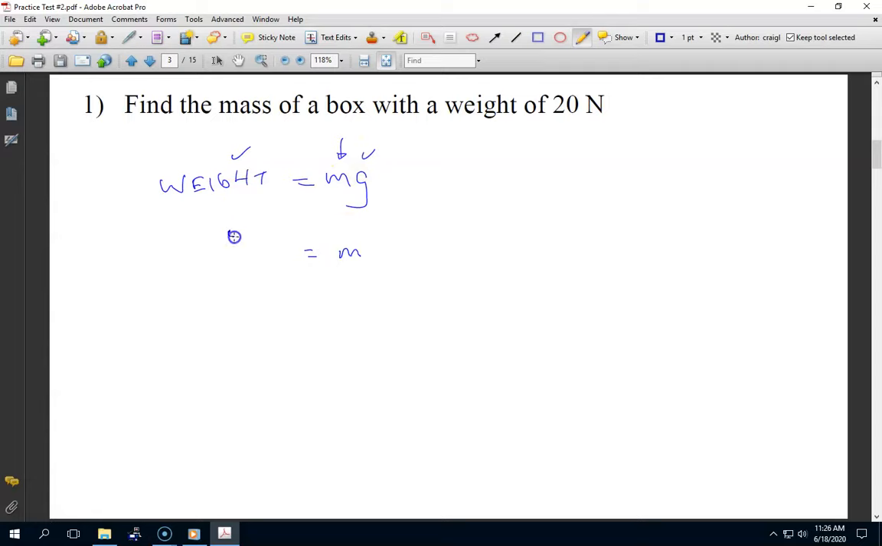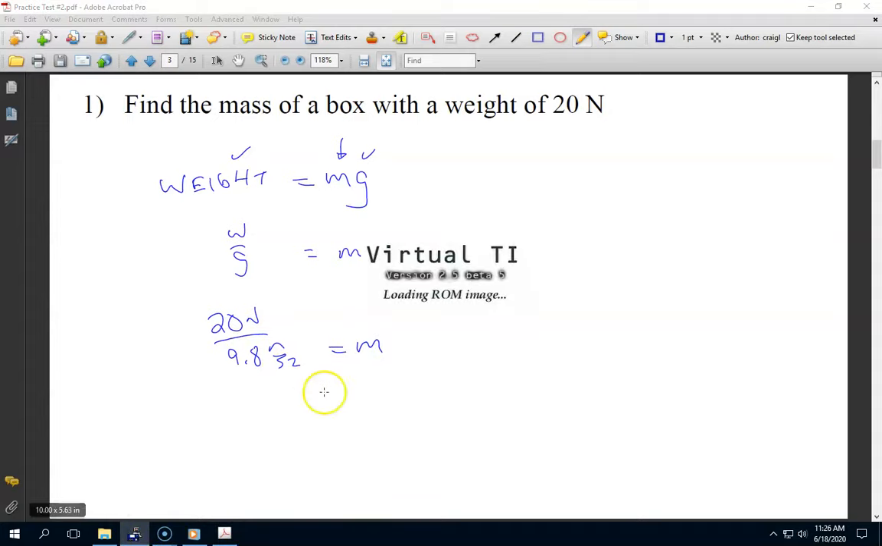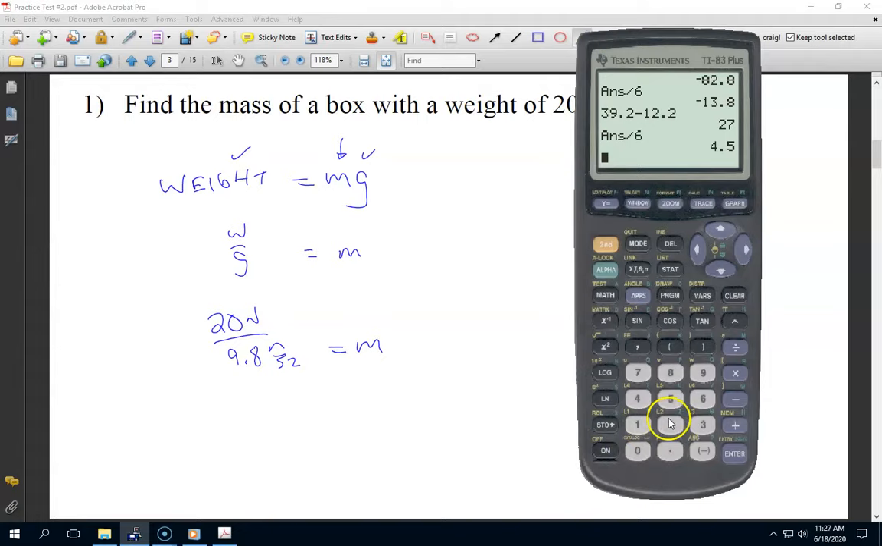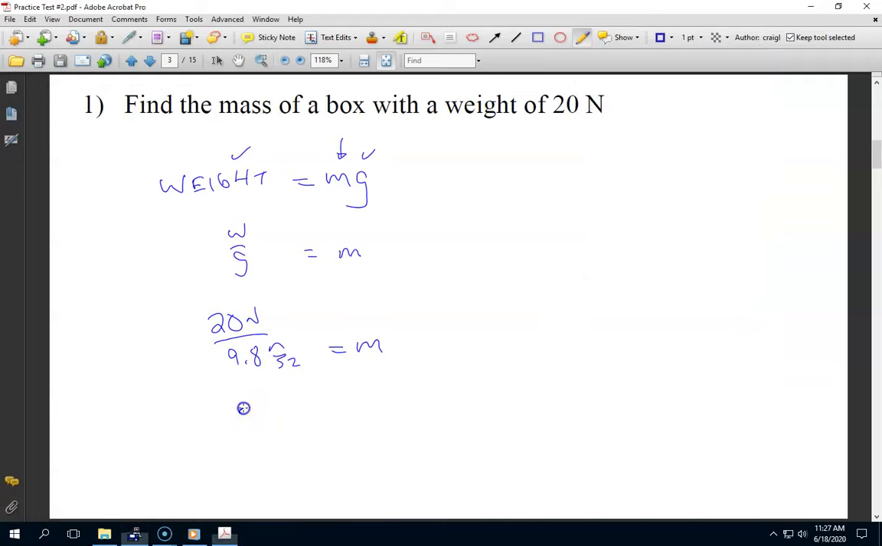So mass equals weight divided by g, and that would be 20 newtons divided by 9.8 meters per second squared, and that's about 2 kilograms there. I didn't pull up my calculator here, but you can imagine where this is going. 20 divided by 10 would be 2, so 20 divided by 9.8 is going to be a little bit bigger. How about 2.04, something like that.